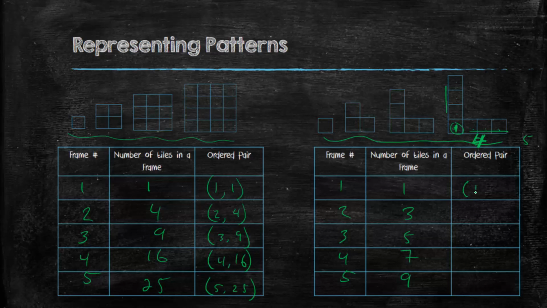So the ordered pairs: frame 1 gives us 1 tile. Frame 2 gives us 3 tiles. Frame 3 gives us 5 tiles. In frame 4 we have 7 tiles, and in frame 5 we have 9 tiles. Great. Okay, so now let's move on to graphing.